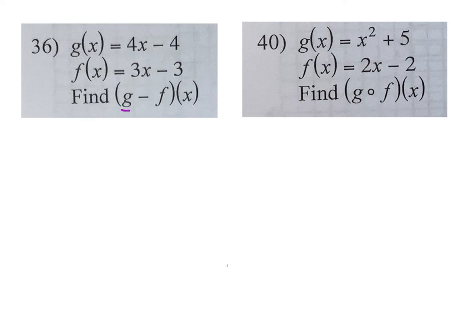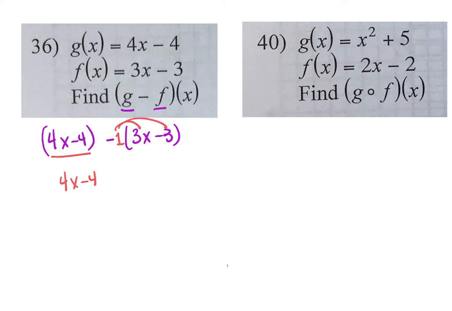So for this one, I have g minus f. That is literally 4x minus 4 minus 3x minus 3. Of course, there's a 1 in front of this, so we're good. Just leave it like that. But this is a -1. You have to distribute. -3x plus 3. And then you're just going to combine your like terms. 4 minus 3, that's 1x. -4 plus 3, that's -1. Okay. Biggest problem was just distributing the negative on that quiz.